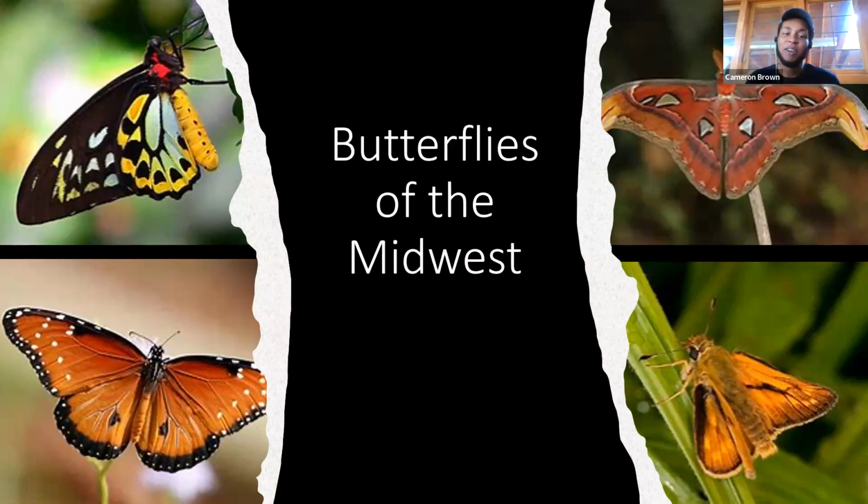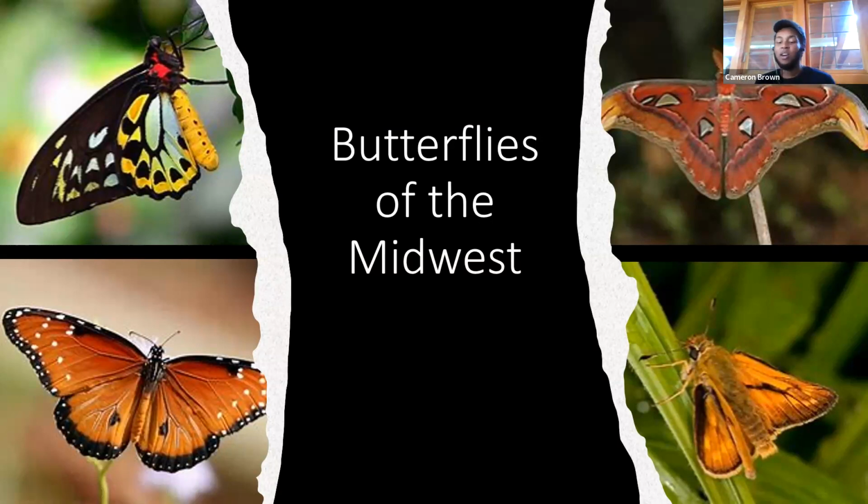And actually, none of these butterflies here are from the Midwest, but I thought they were cool anyway. In the lower left-hand corner, we have the queen butterfly, which is native more southward, and we have the atlas moth in the upper right, which is pretty cool to see. But we're here to talk about the Midwest, so we can get these off the screen eventually.